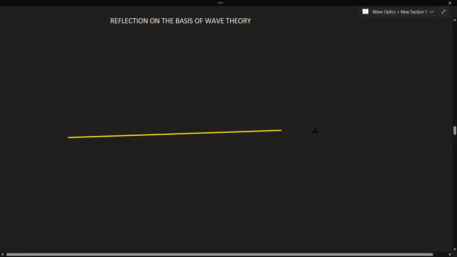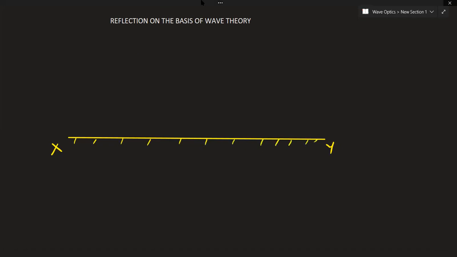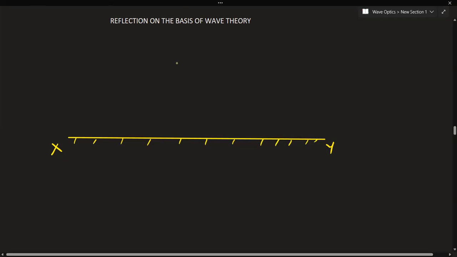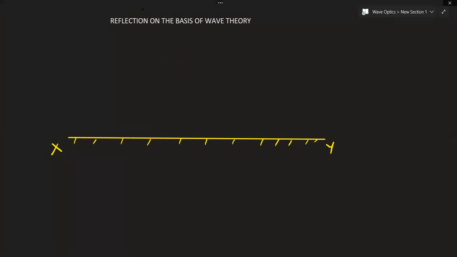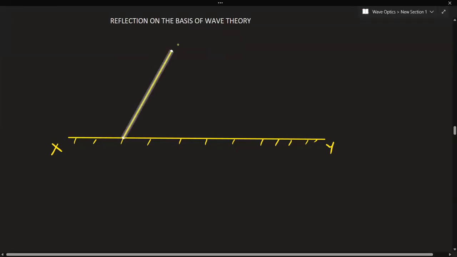Now, just in order to understand, I have taken a plane reflecting surface, let's say XY. This is a plane reflecting surface. You can consider it as a mirror also, a plane mirror. Now see, a plane wavefront, let's name it AB, is incident on this plane reflecting surface XY.